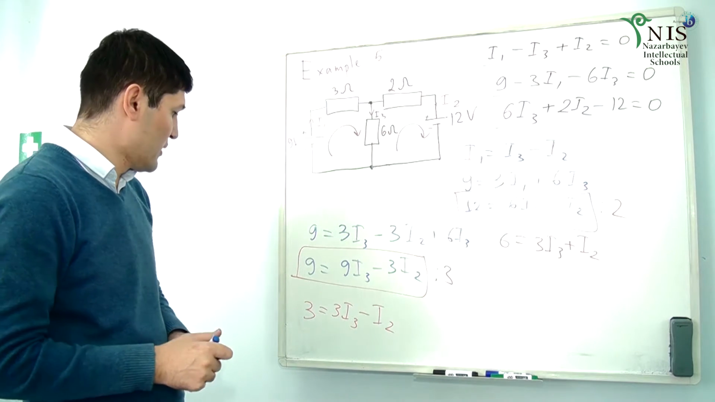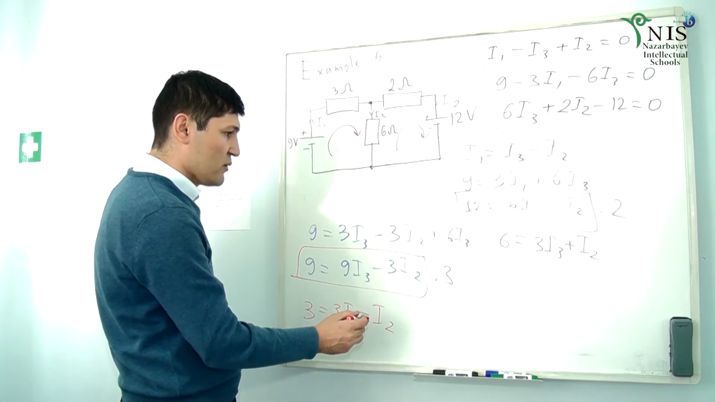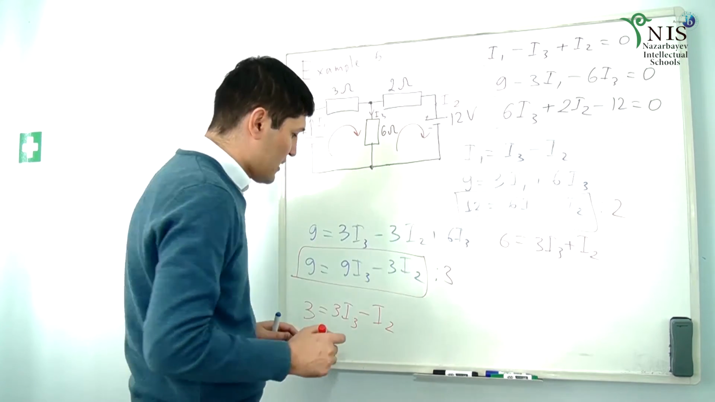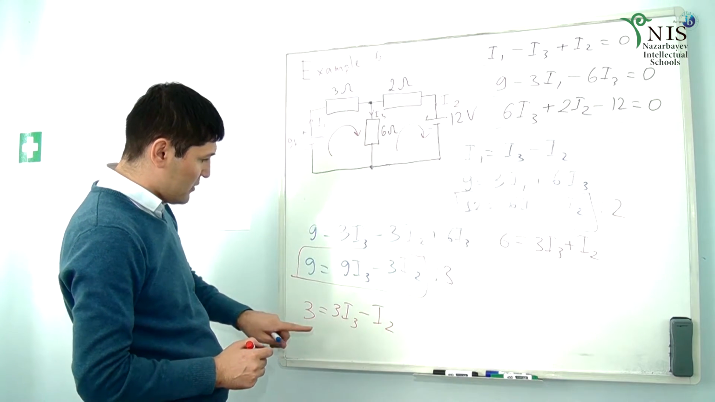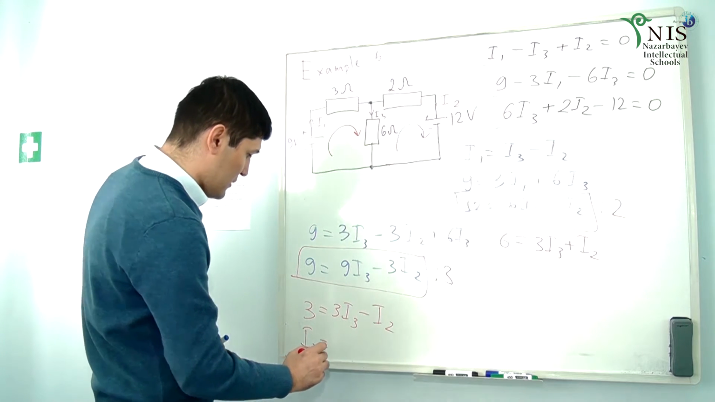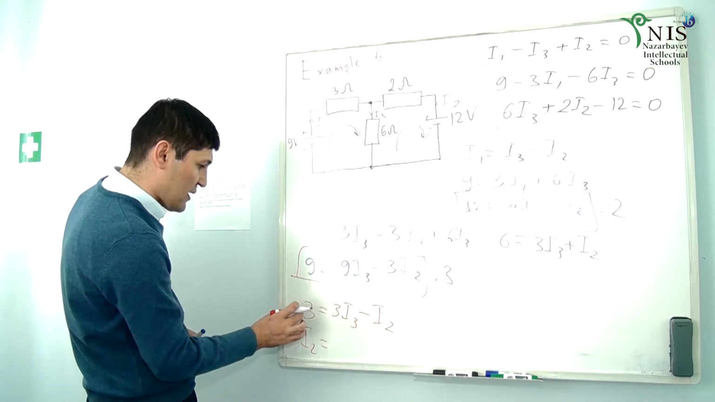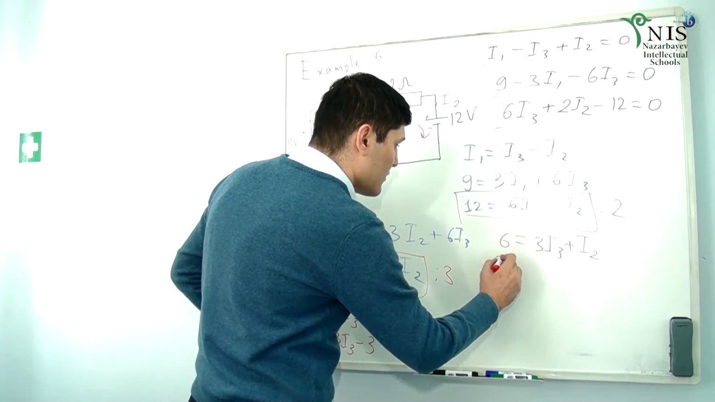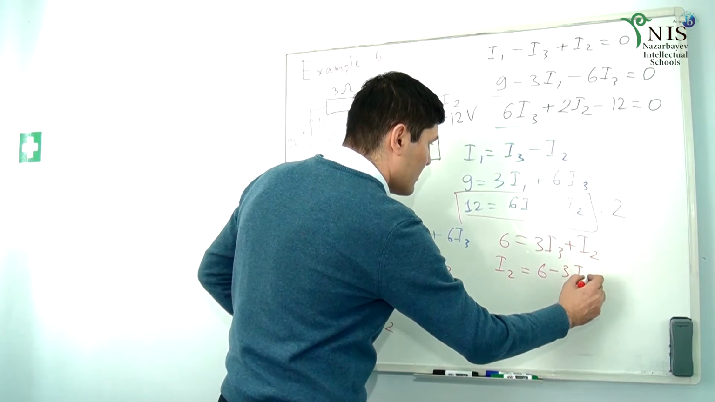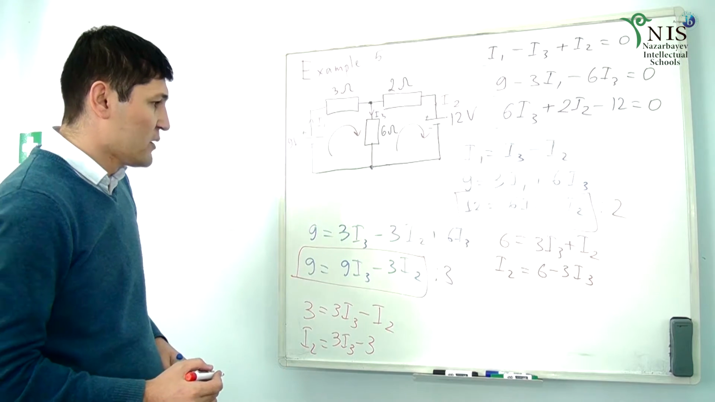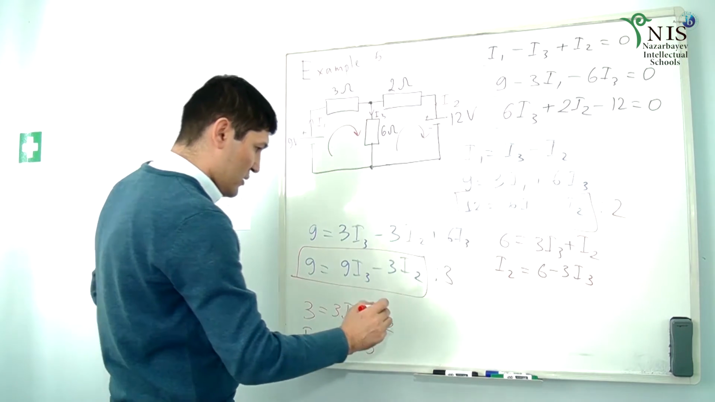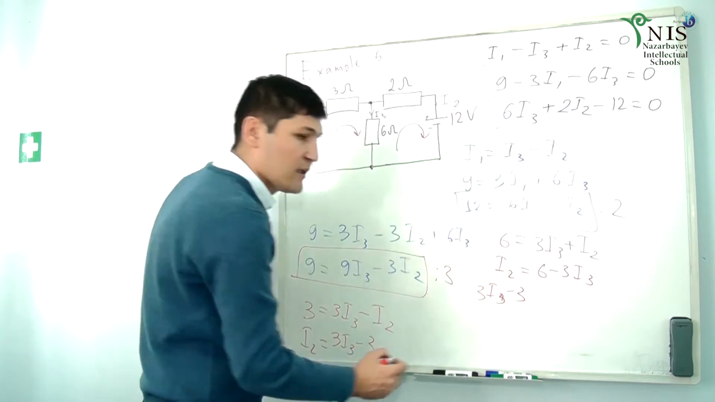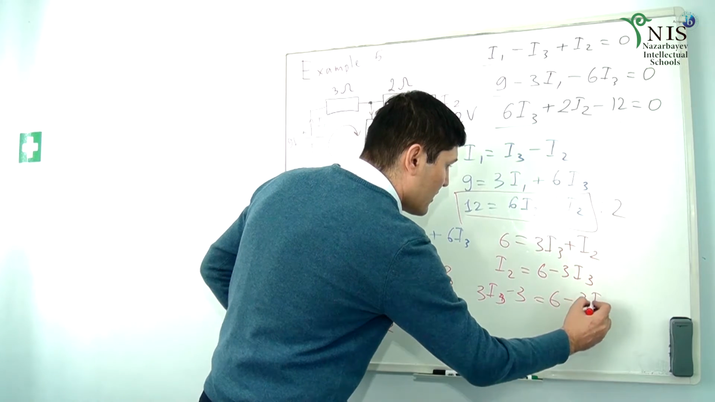Okay, we more or less simplified our equations. So we have I2 in both, and we can find I2 from both equations and make them equal. From here, I2 equals, this is negative, so I'm going to move it to the right, 3I3 minus 3. And I2 here is 6 minus 3I3. So I2 here is the same, that's why we can manipulate it: 3I3 minus 3 equals 6 minus 3I3.